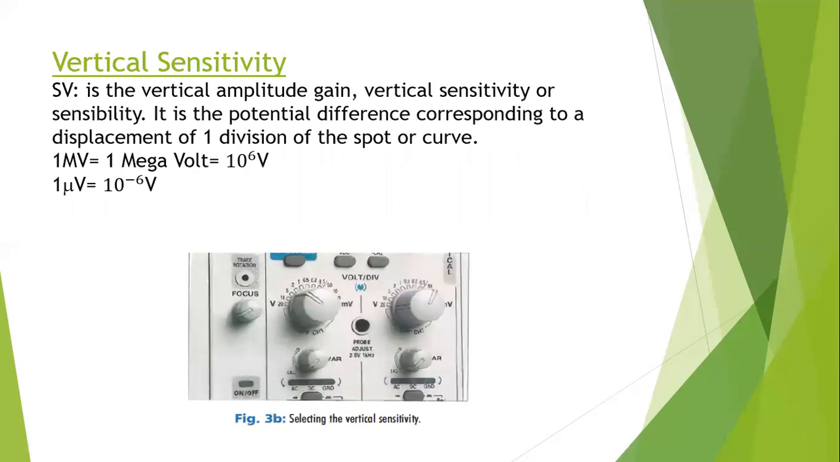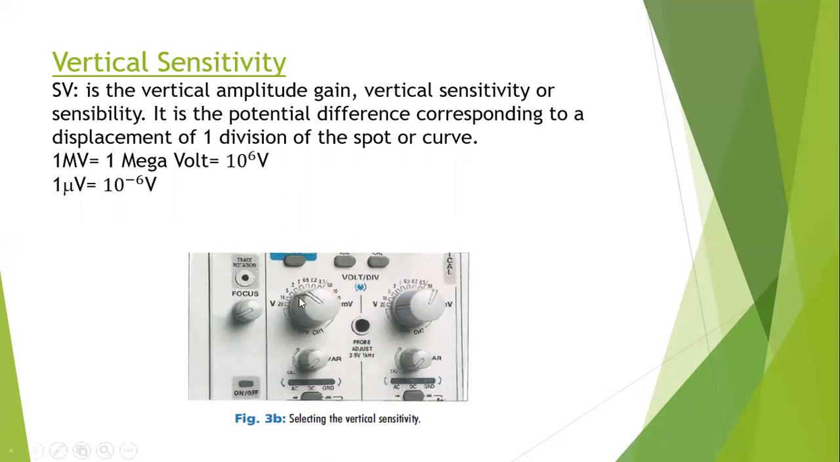Vertical sensitivity, SV. What is this vertical sensitivity? It is vertical amplitude gain or vertical sensitivity or sensibility. It is the potential difference corresponding to a displacement of one division of the spot or a curve. As we can measure, 1 megavolt equals 10⁶ volt and 1 microvolt equals 10⁻⁶ volt.